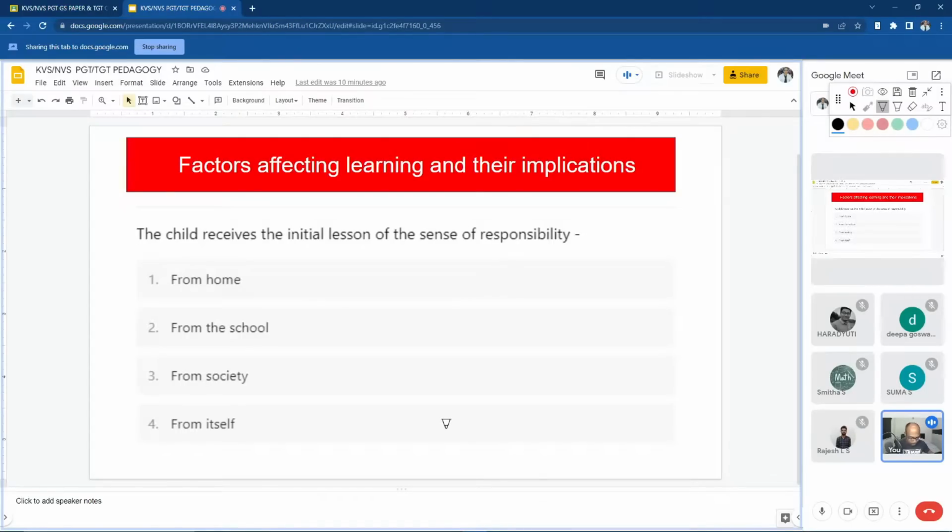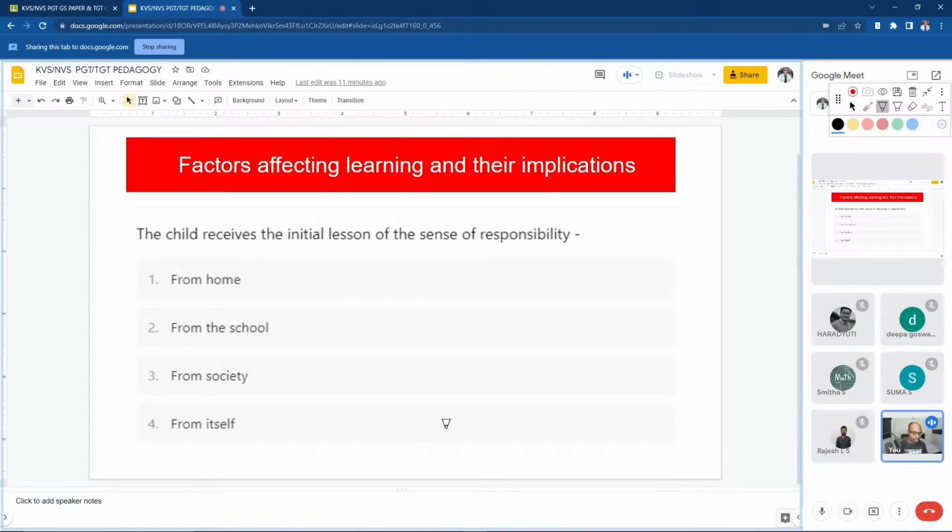Today we are going to touch upon factors affecting learning and their implications. We are going to discuss 3 subtopics under factors affecting learning and their implications. The first one is designing classroom instructions. The second one is planning students' activities and creating learning spaces in school. So, 3 subtopics under factors affecting learning and their implications. Now let us go with the MCQ questions.